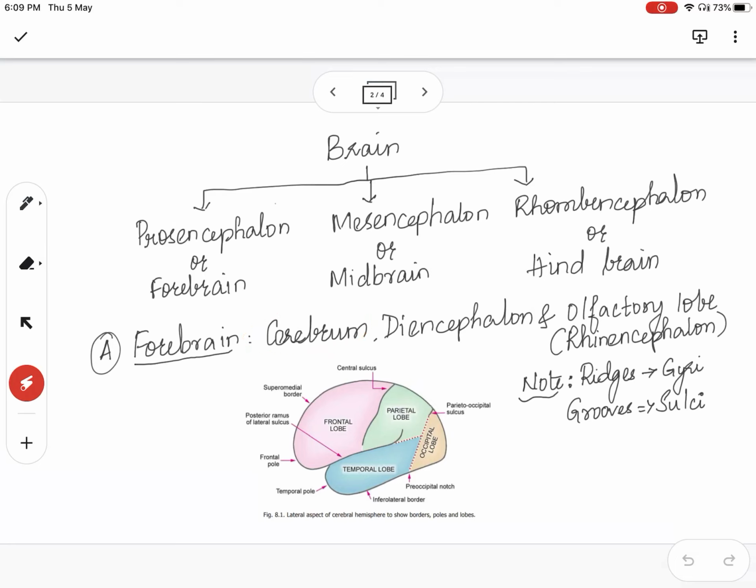Now, the cerebrum is basically the major part of the brain, and it is very well developed in humans. The cerebrum comprises two cerebral hemispheres. If you look at the diagram right now, it comprises what? Two cerebral hemispheres. This is the diagram of the cerebral hemisphere itself. So here it has been divided into two cerebral hemispheres. Now these cerebral hemispheres are partially connected.